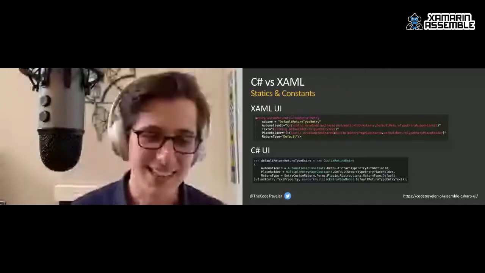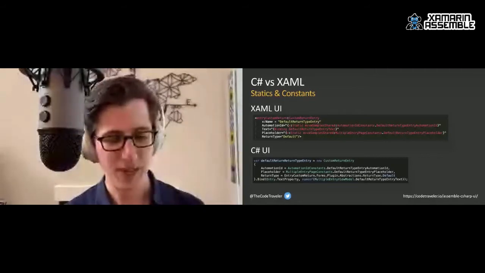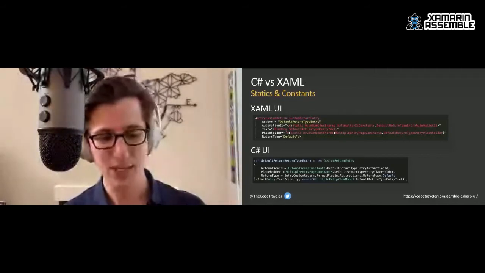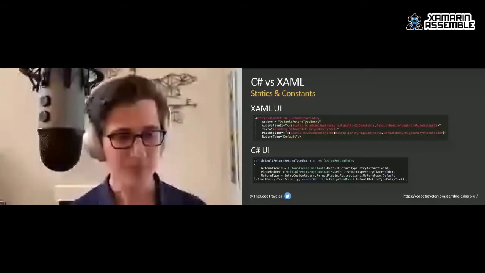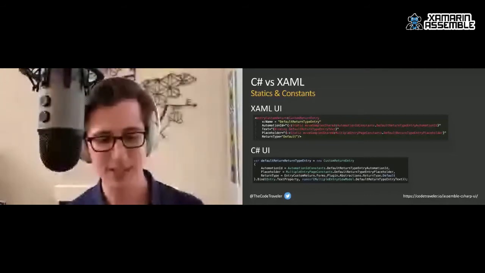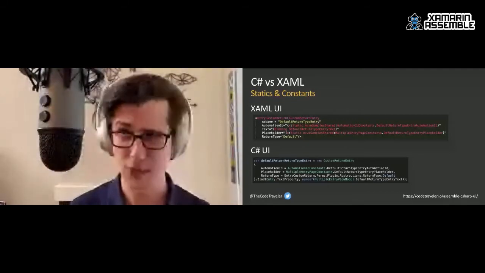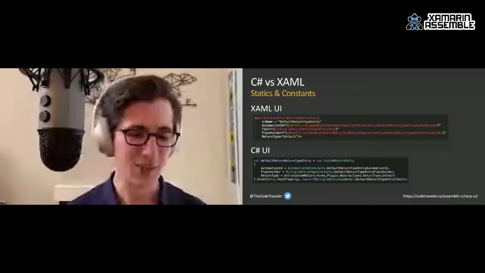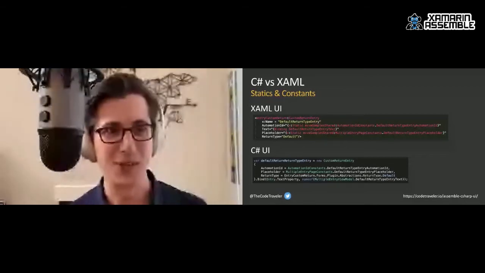Statics and constants. This one's weird. This syntax has never really made sense to me in XAML. So if we first look at the C# UI here, we can see that I'm using a string constant for my automation ID. Well, because it's in C#, I can just type in the class name dot, type in that constant field, because properties can't be constant. So that's a class name dot field. And it just makes sense because that's how we're used to doing it in C#.